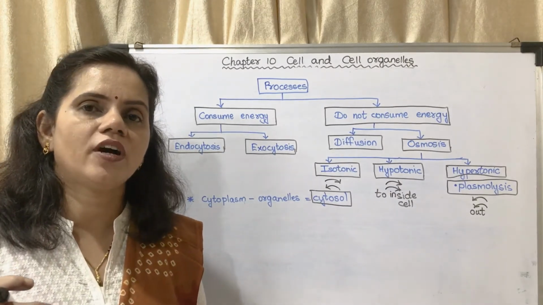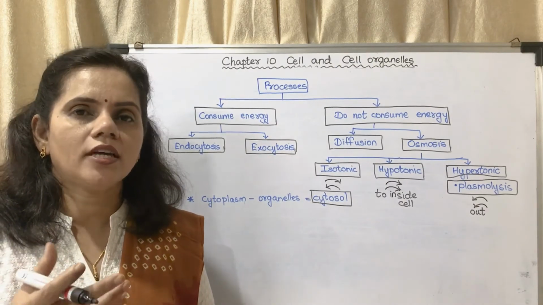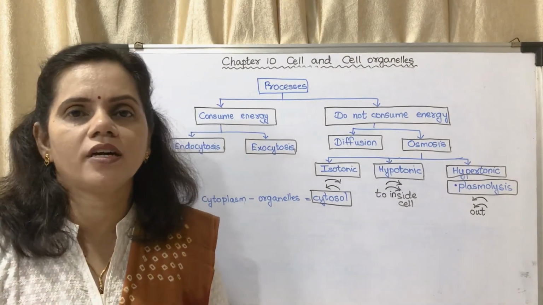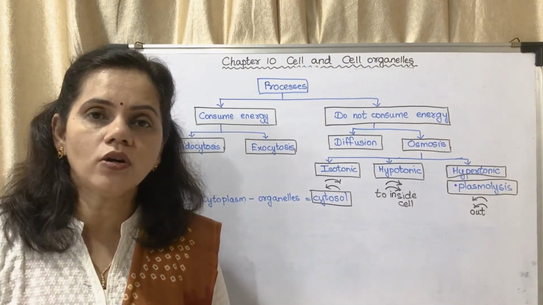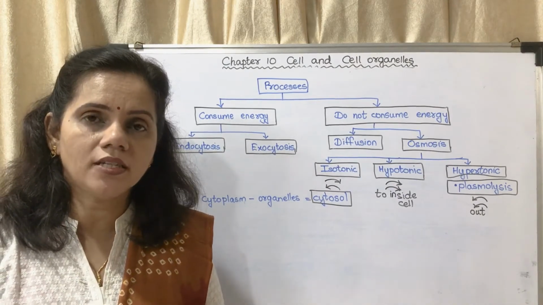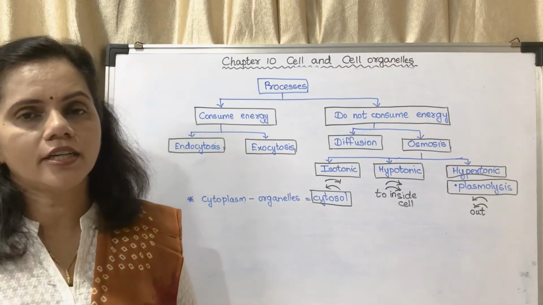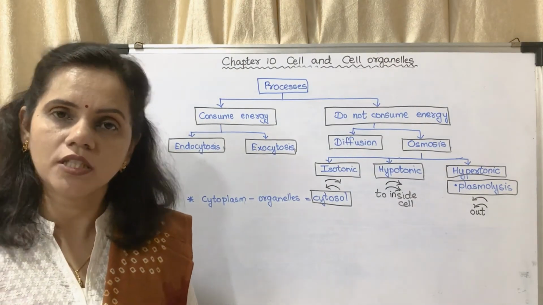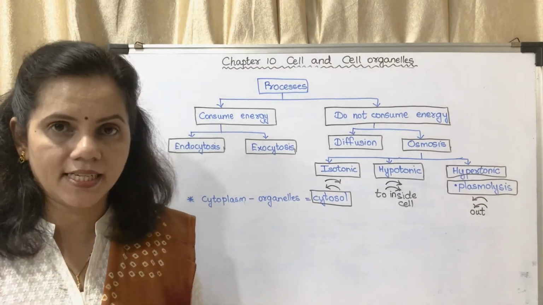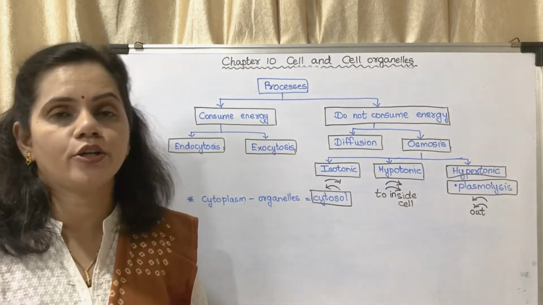That means if you are keeping a salt solution, or you may take the salt itself and put a piece of raw mango in it, the mango will shrink. Why will it shrink? Because inside the cell of the mango, the water is more compared to that of the salt. The salt needs more water, so the water will come out. This is an example, a condition for hypertonic.